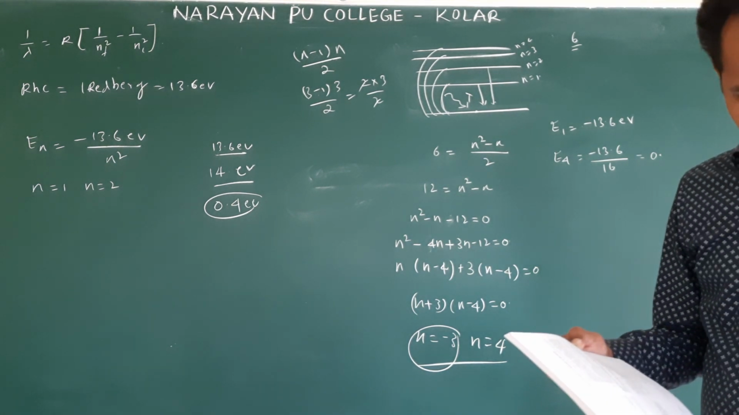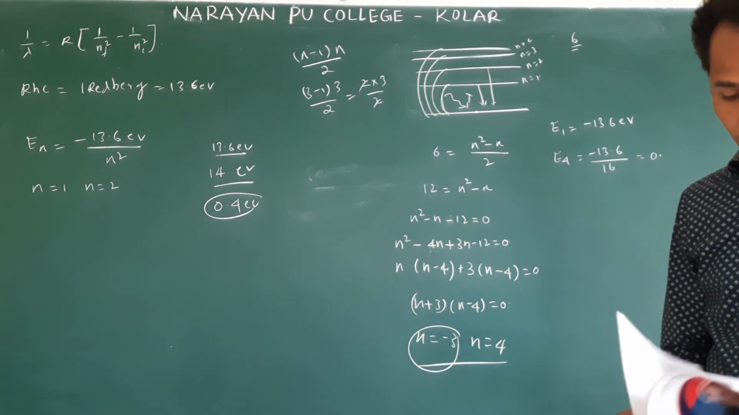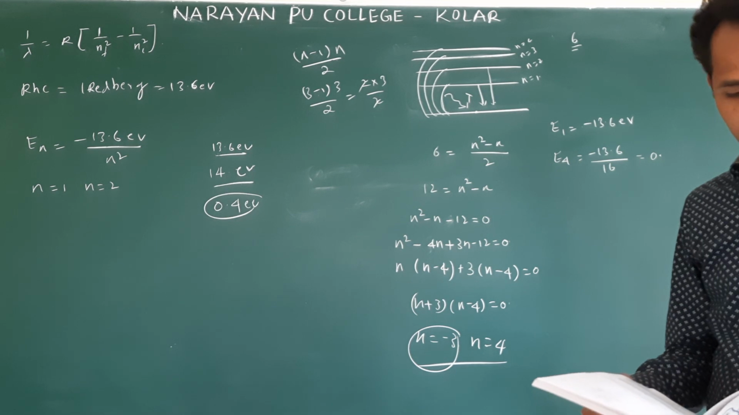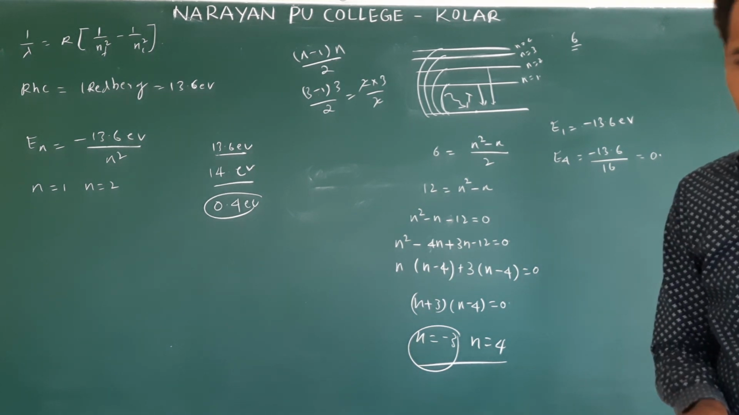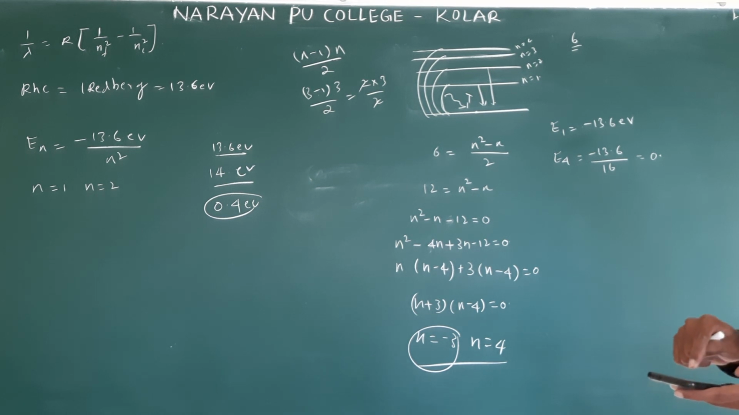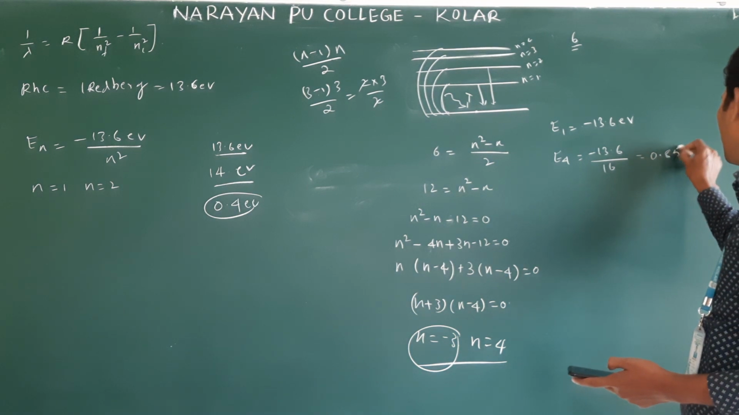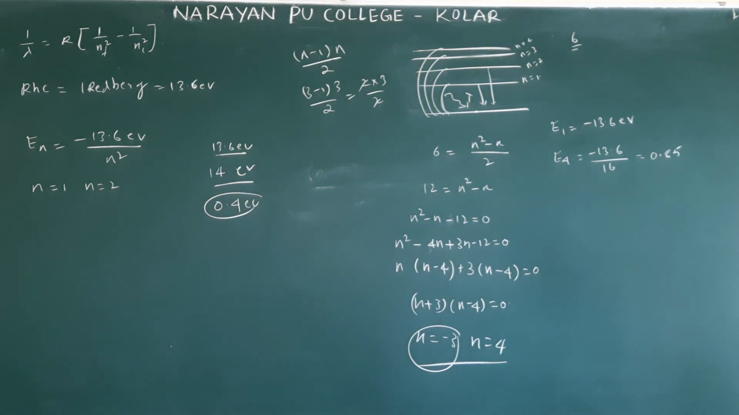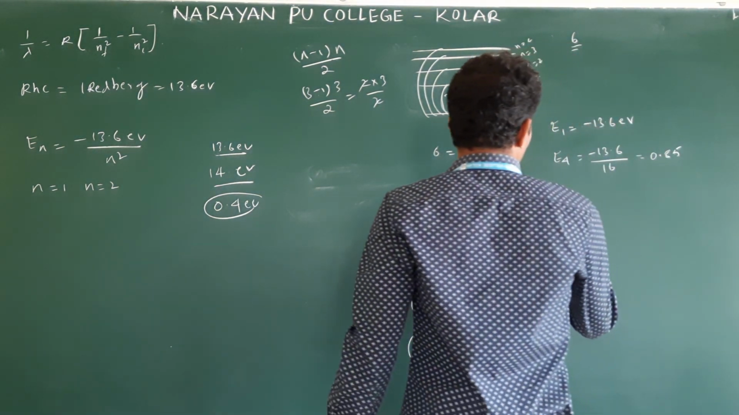Where are the energy levels? Already I have given. 13.6 by 16, you do it. 13.6 divided by 16. It is 0.85. Right? Now find the delta E.